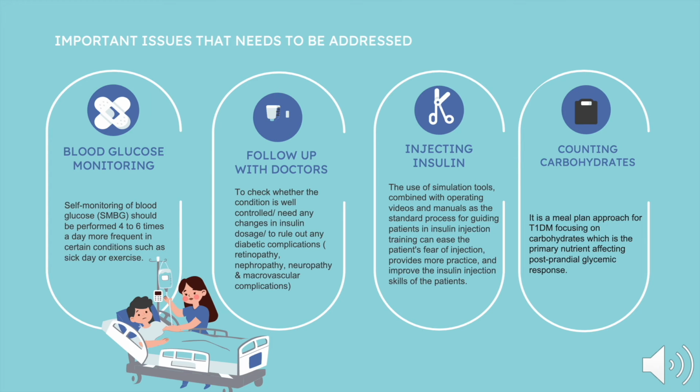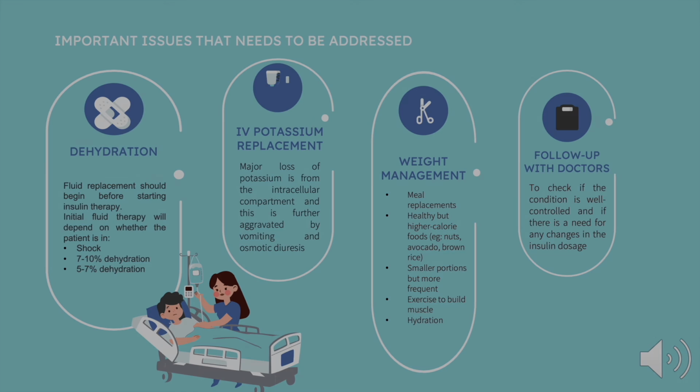Next would be injecting insulin. The use of stimulation tools combined with operating videos and manuals as a standard process for guiding patients in insulin injection training can ease the patient's fear of injection, provides more practice, and improve the insulin injection skills of the patients. Next would be counting carbohydrates. It is a meal plan approach for type 1 diabetes mellitus patients, focusing on carbohydrates, which is the primary nutrient affecting postprandial glycemic response.